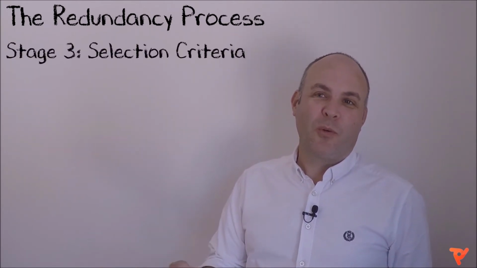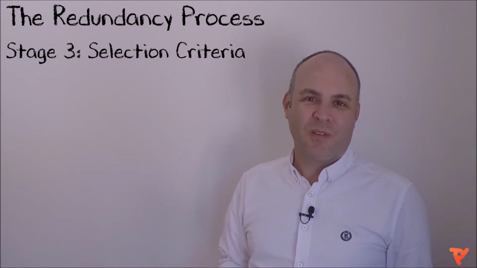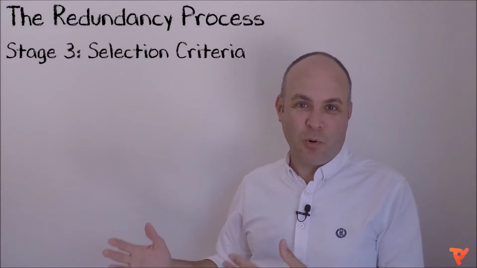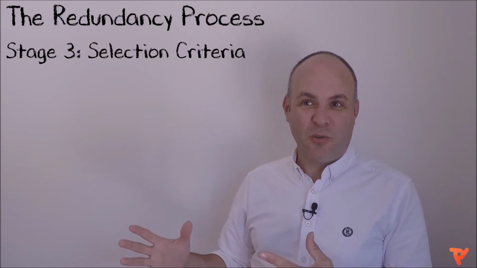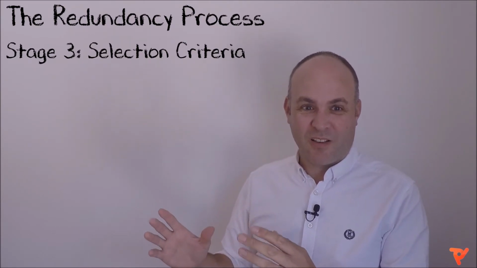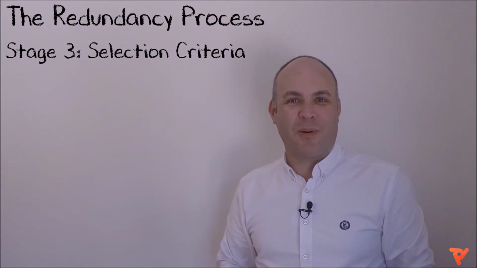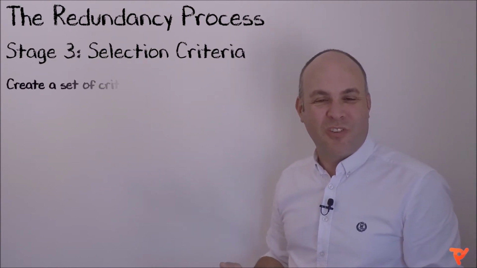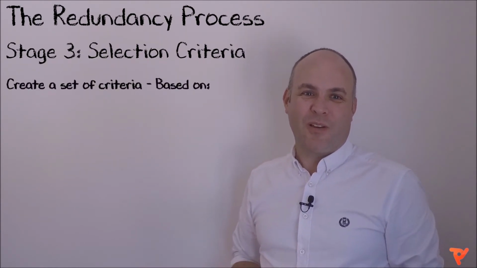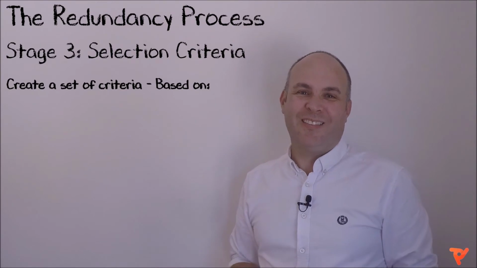Stage 3, your selection criteria. So you've come through the process of informing your people, you've identified a potential pool for redundancies. Now you need to break down your selection criteria. So what can you use to select people and what can't you use to select people for the process you're going through? Well, the cans is the easy part.